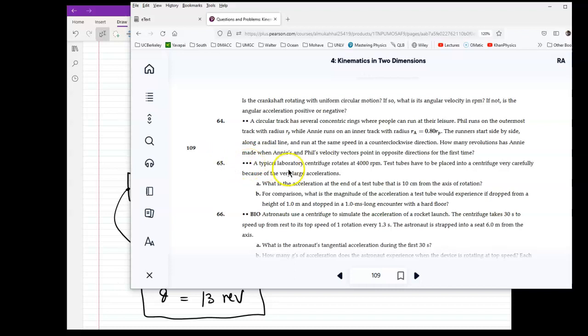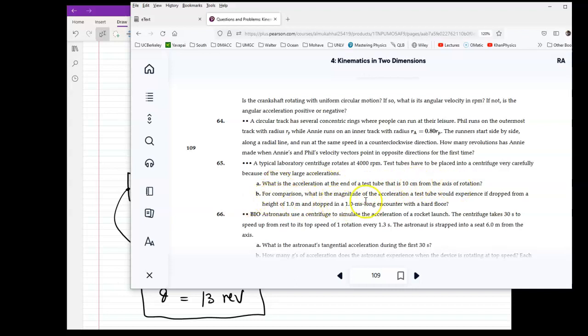It says a typical laboratory centrifuge rotates at 4,000 RPM. Okay. So you have a lab, for blood samples and stuff. You find them in the hospital, those small centrifuges. So it spins at a rate of 4,000 revolutions per minute. Test tubes have to be placed in a centrifuge very carefully because of the very large acceleration. All right. Part A says, what is the acceleration at the end of the test tube that is 10 centimeters from the axis of rotation? Okay. Kind of a simple problem, I hope.